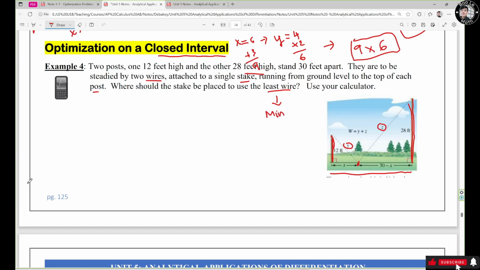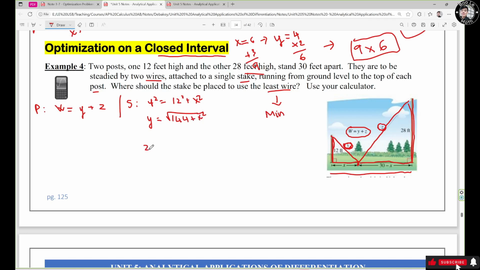Alright, so we need to determine the primary equation and the secondary equation. So the primary equation is right here, W equals y plus z, right? Now the secondary equation is, now I need to use the Pythagorean theorem in each right triangle right here to solve for y and z, right? So y squared equals 12 squared plus s squared, right? Then y equals square root of 144 plus s squared. Now z squared equals 28 squared plus (30 minus s) all squared, right? Now z equals square root of this one. Now I substitute z and y into the primary equation, so I have W equals.